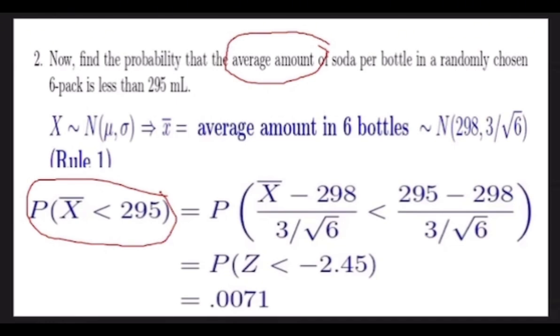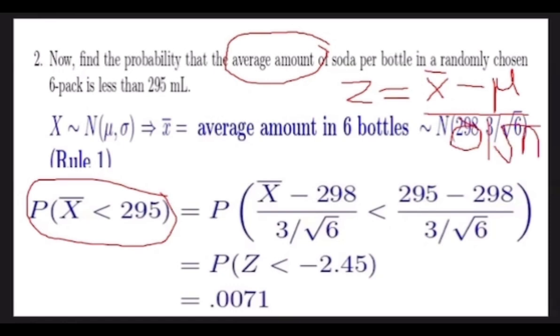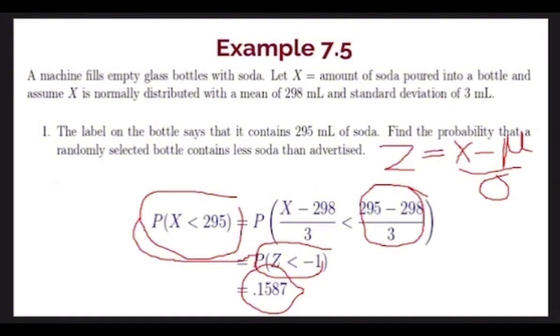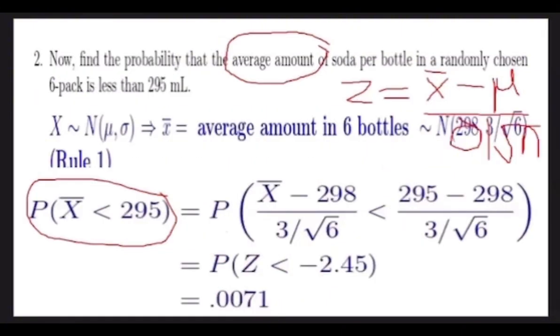Then we're going to do standardization again. But when the random variable is the sample mean, your Z is going to be X bar minus mu, divided by sigma over the square root of n. Do you see the difference? When we're dealing with the individual one, it was X minus mu over sigma. For the average one, it is X bar minus mu over sigma over root n. Please take notes.